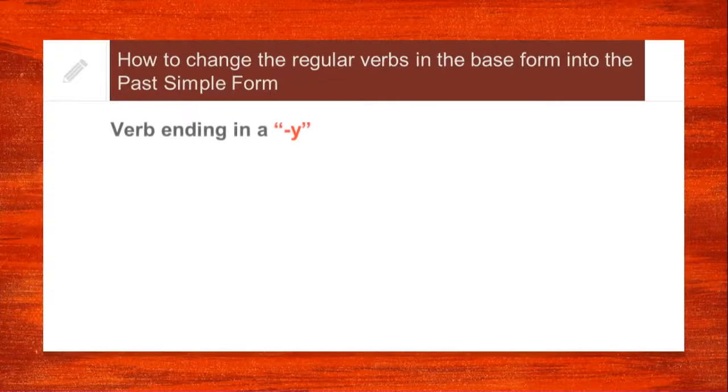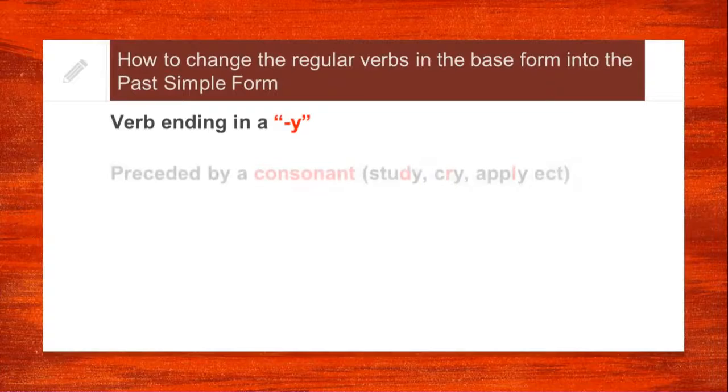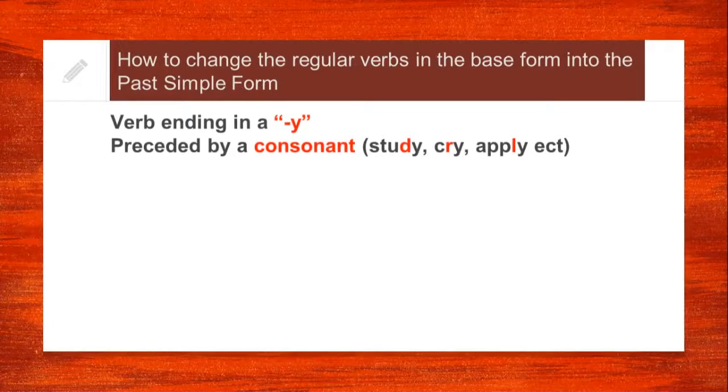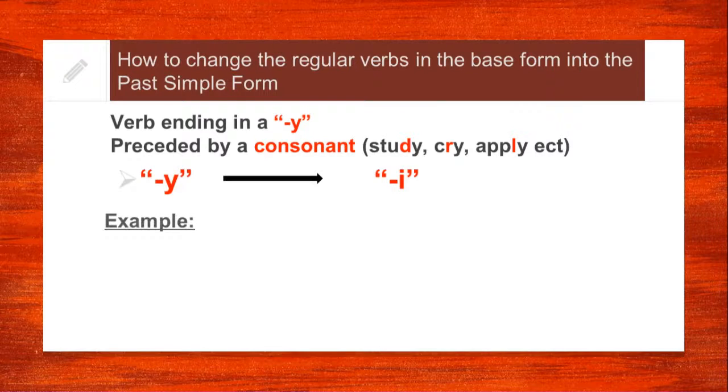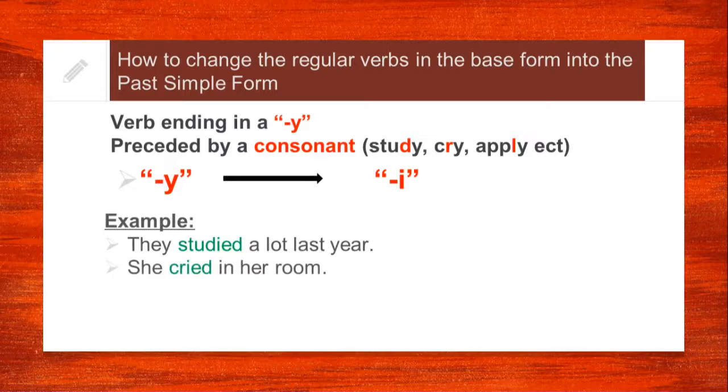We also need to pay extra attention to verbs that end in a Y, especially those preceded by a consonant, such as studied, cried, and applied. Here, the Y turns into an I. For example, they studied a lot last year. She cried in her room. He applied for a job last Monday.